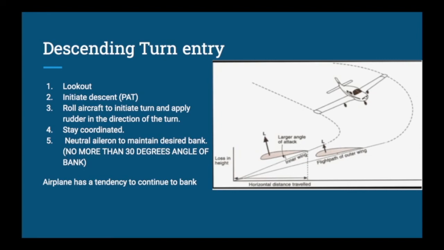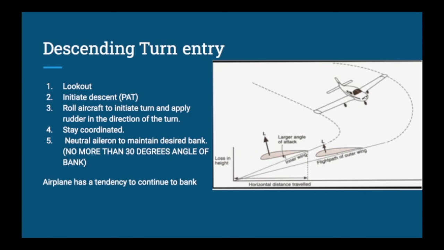Then we're going to roll into the turn, obviously applying rudder to stay coordinated, and then maintain that desired bank angle with neutral aileron and rudder. So looking at the descending turn, no more than 30 degrees angle of bank in a descending turn.